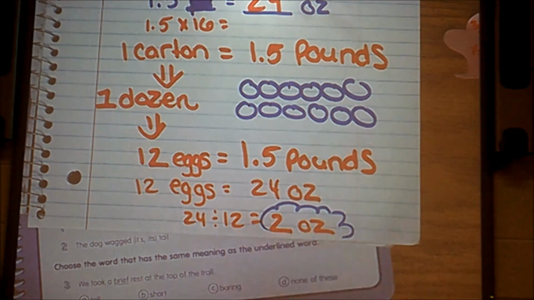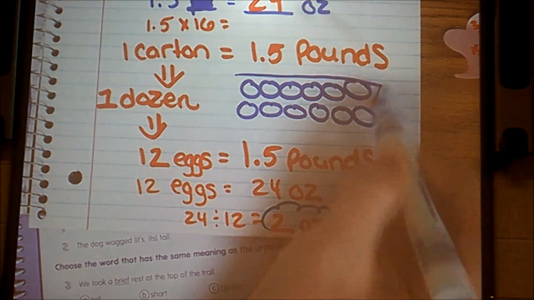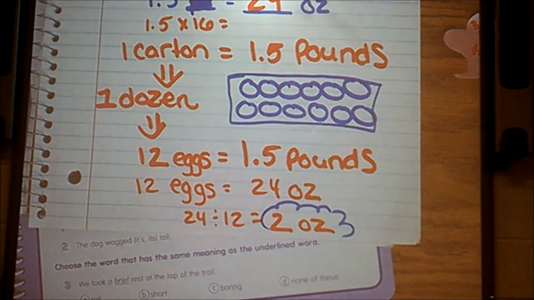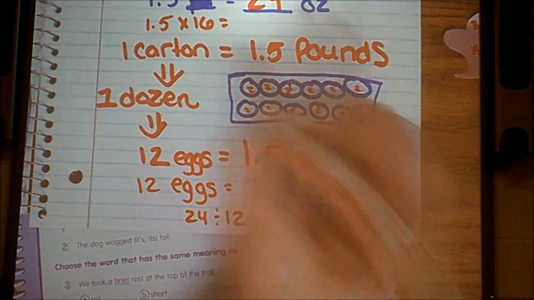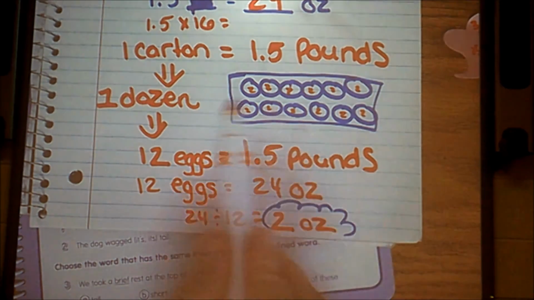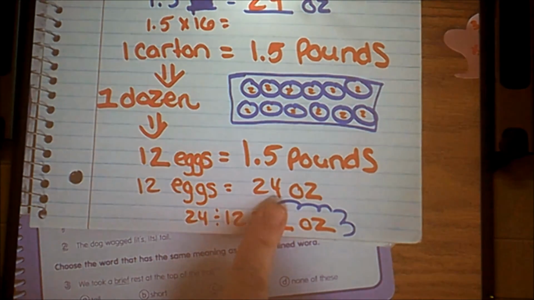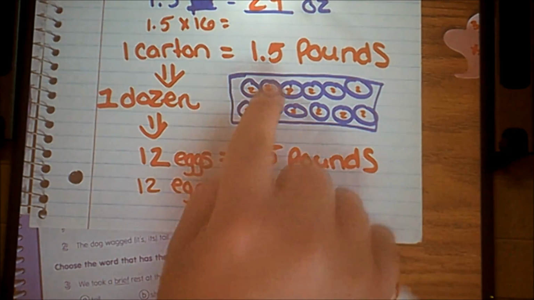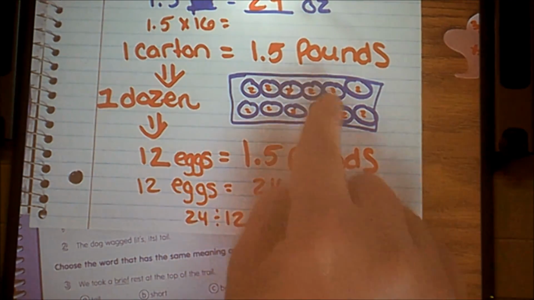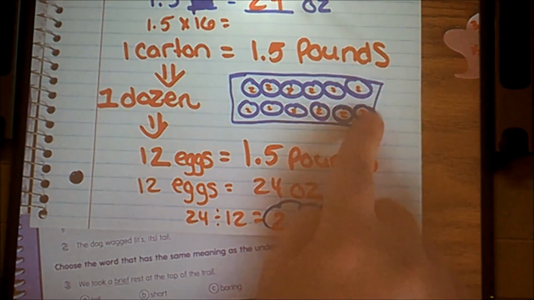So in my carton of eggs, there's my carton of eggs. Remember, don't make fun of Miss Bones' art. Each egg weighs 2 ounces. So if I did this right, I should be able to add up, count by 2s for every egg, and get to my 24 ounces. 2, 4, 6, 8, 10, 12, 14, 16, 18, 20, 22, 24.